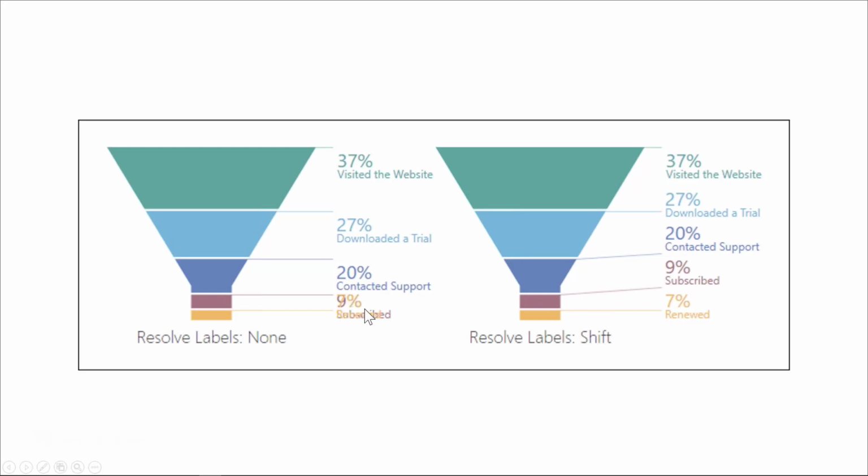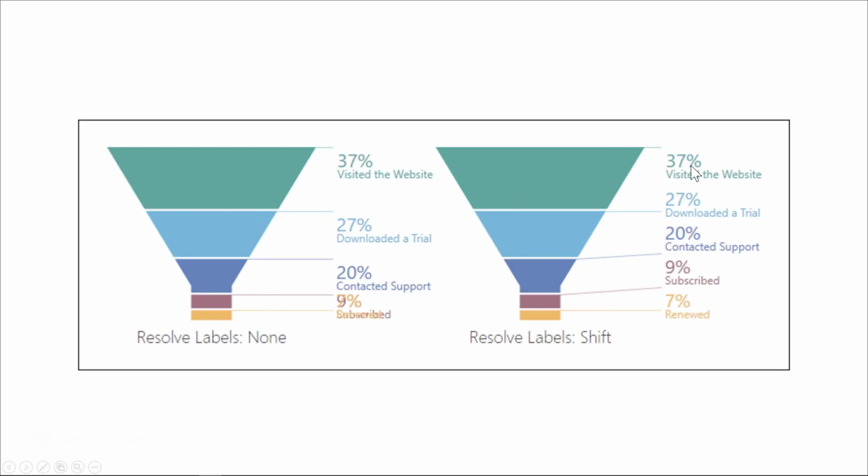So we've added a new feature now, and with the funnel chart, the option for this particular property has 3 values. One is none. We won't even bother. We just render the labels as we see fit, essentially, and so we get this overlapping thing. The next option is shift, where we try and shift the labels around so that you can see them without any overlap. And the third option is hide.